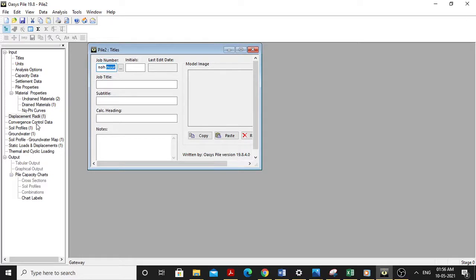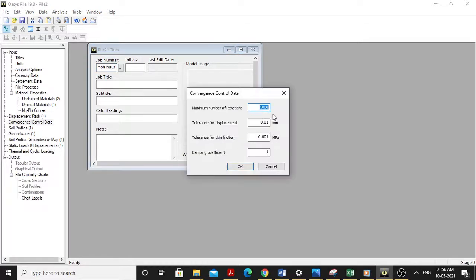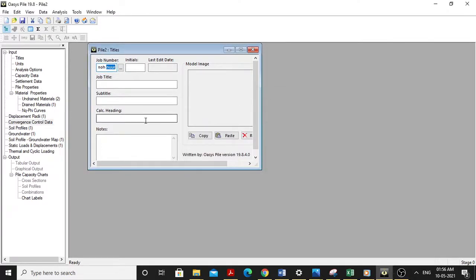And after that is the convergence control data. It's just about how the software is working: what the tolerance is, what the error is, what coefficient it is taking, what iteration it is taking. It is not required unless your results do not converge.